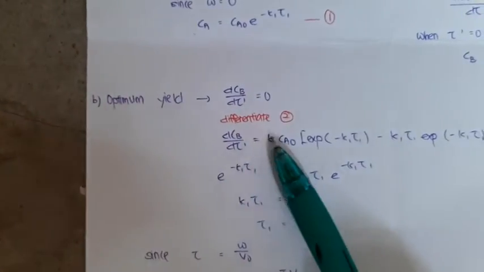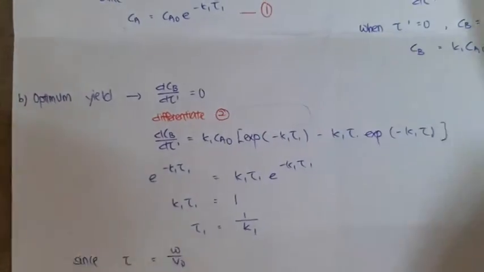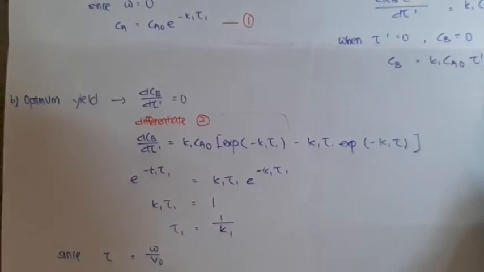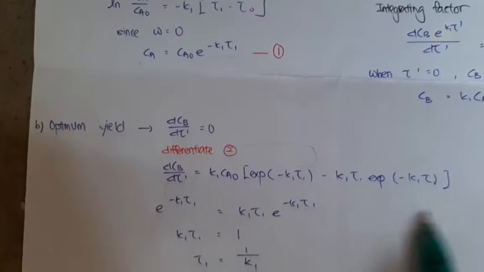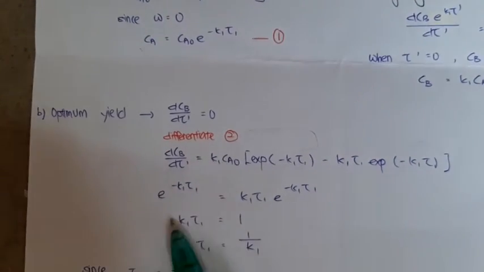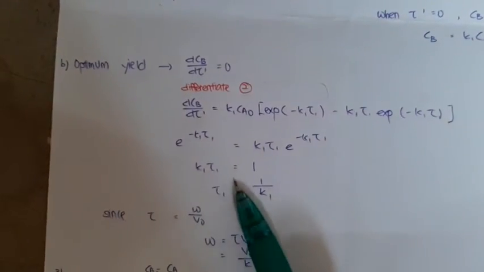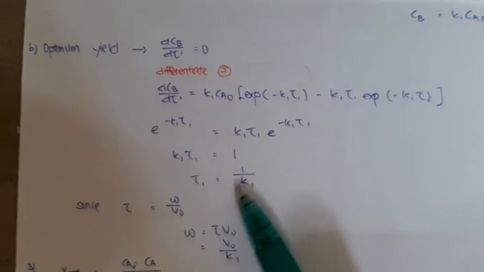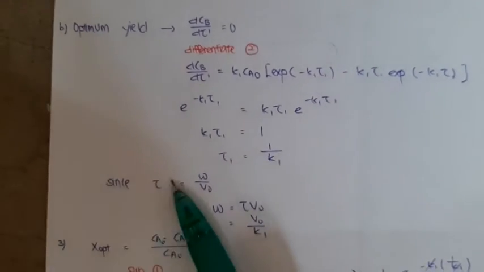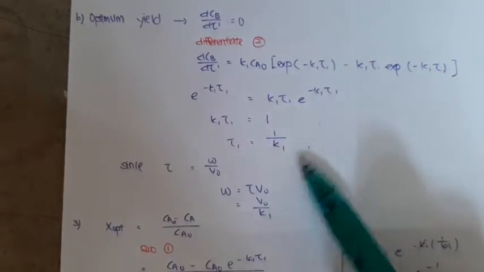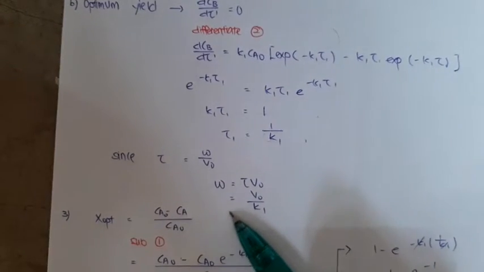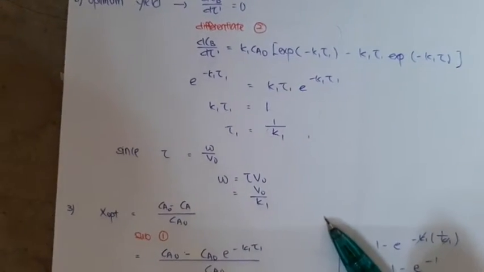For the optimum, dCb over d tau equals 0, so we differentiate the equation from the mole balance on B. We get this one, and then we rearrange it. So we get K1 tau 1 equals 1, so finally tau 1 equals 1 over K1. Since tau equals W over V0, we can substitute the tau here with tau 1 equals 1 over K1. So finally we get W equals V0 over K1.